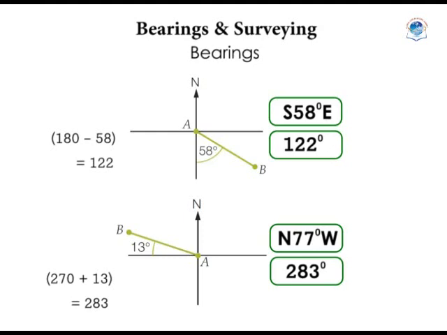The second method, if the compass angle here is 77 degrees and the complete turn is 360 degrees, then we can subtract 360 minus 77, which will give us the same answer, 283 degrees.